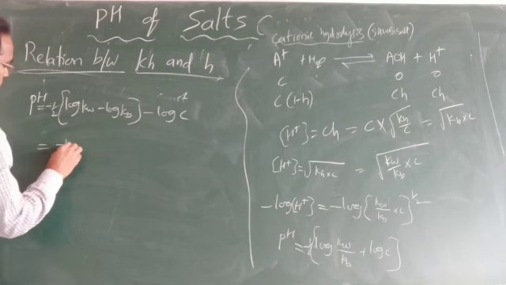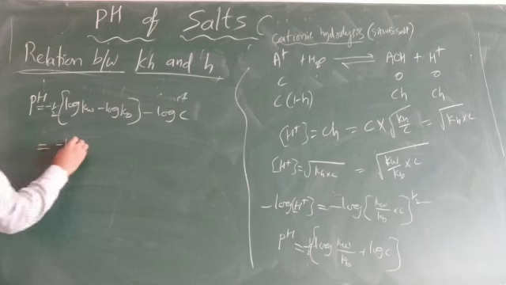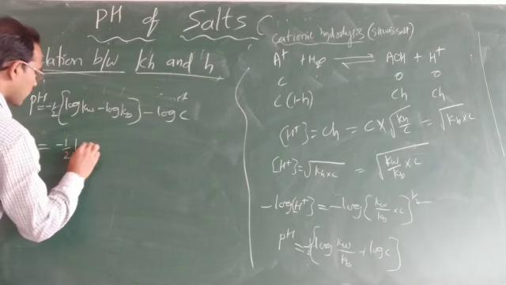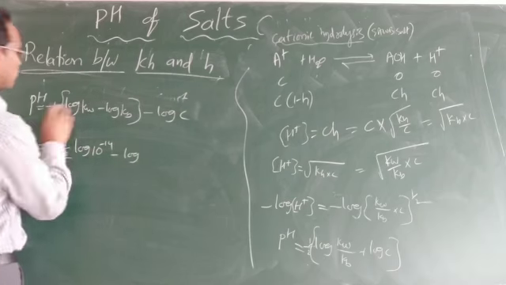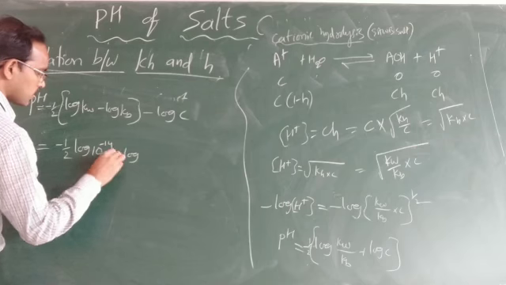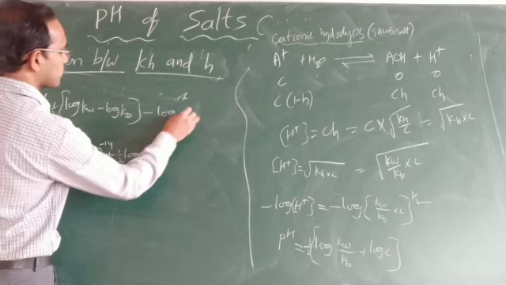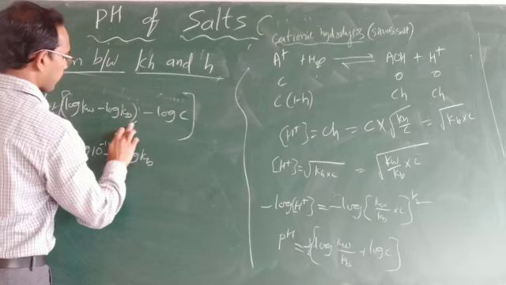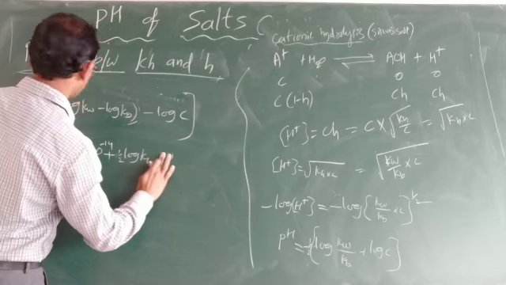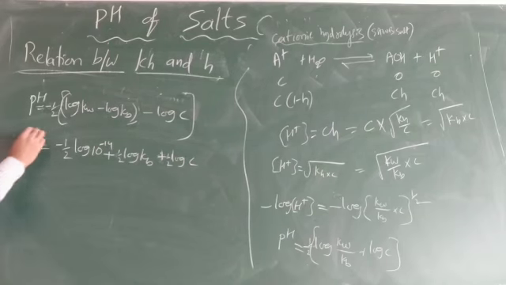Next step. Minus half log KW. Log KW equal to 10 power minus 14. That means it will come 14. You can write it. Minus log KW के जगह पे 10 power minus 14, minus log, minus into minus plus, minus into minus plus, then half log KB, then this half is plus half log C. ये स्टेप समझ गए हम?